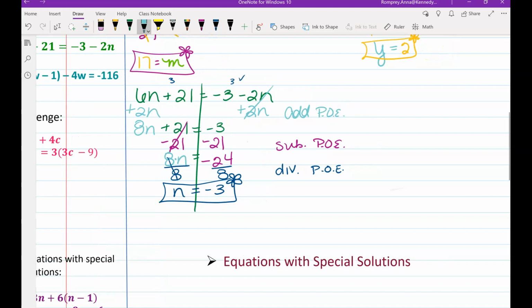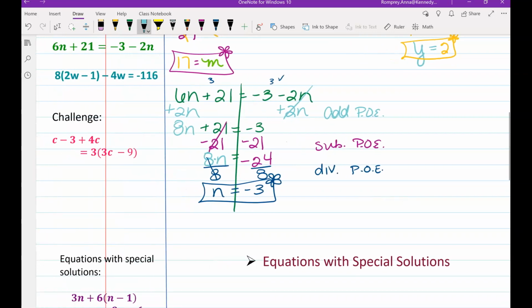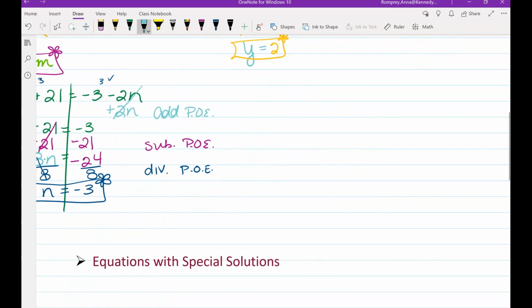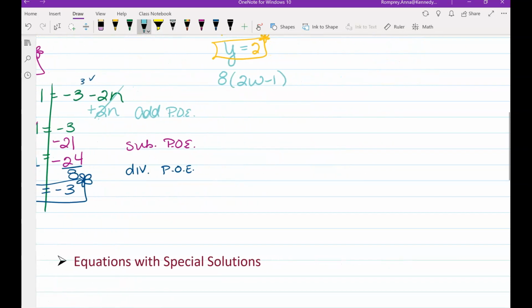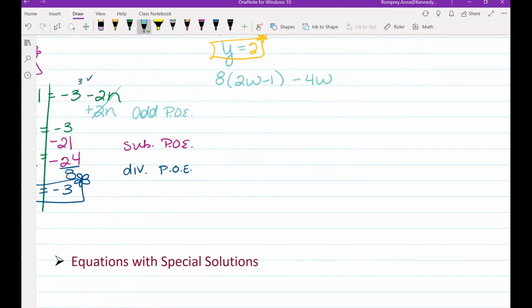8 times the quantity 2w minus 1. Geez, this might be the challenge. 8 times the quantity 2w minus 1 minus 4w equals negative 116. All right, so when we look at this, we got a lot going on, so take it piece by piece. What always comes first when we're using those steps? Distributing. So I'm going to go ahead and draw my line down that equal sign. I don't want to mess anything up. I got a lot going on this time.